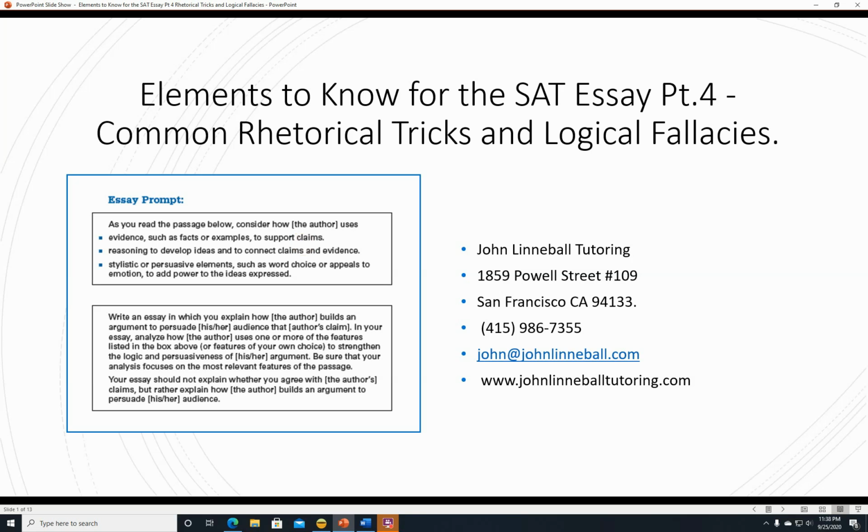In your essay, analyze how the author uses one or more features listed in the box or features of your own choice to strengthen the logic and persuasiveness of his or her argument. Be sure that your analysis focuses on the most relevant features of the passage. Your essay should not explain whether you agree with the author's claims, but rather explain how the author builds an argument to persuade his or her audience.